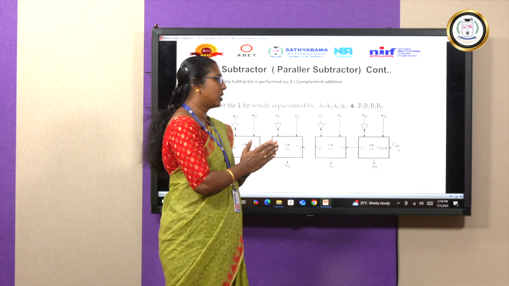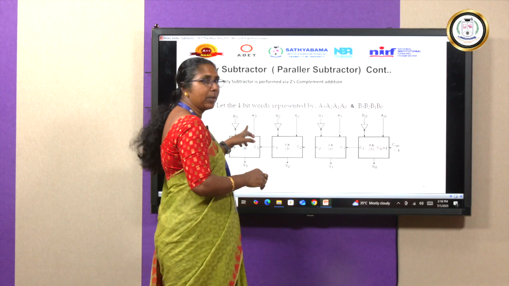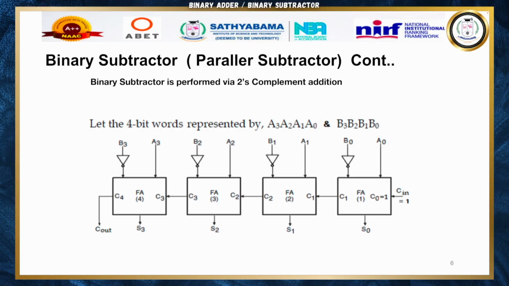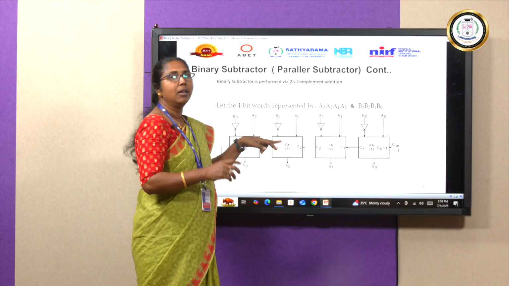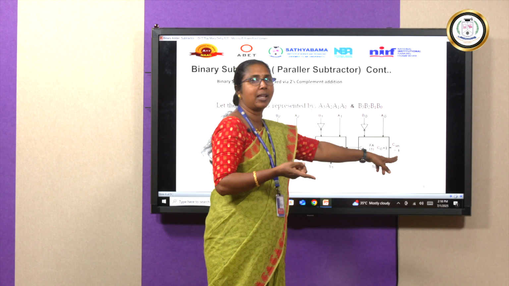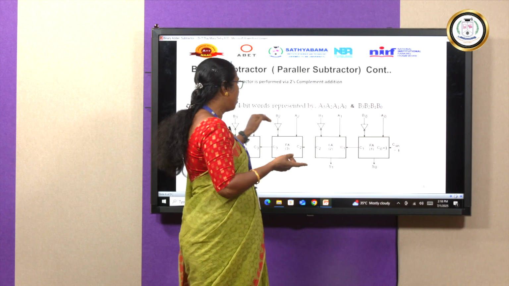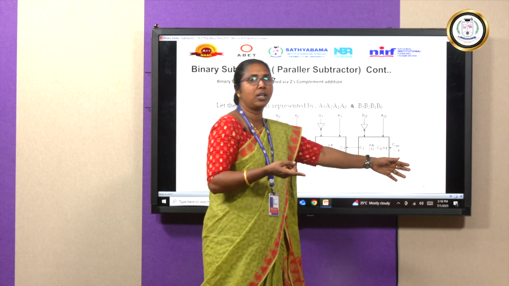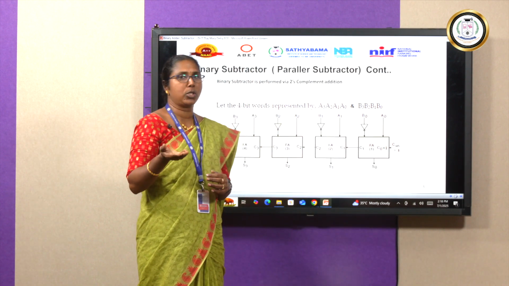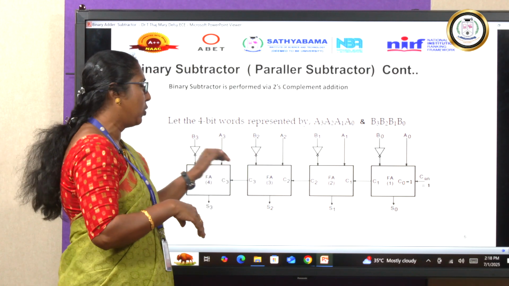That 1's complement is taken by inverting every bit. So B0 becomes B0 bar, B1 becomes B1 bar, B2 becomes B2 bar, and B3 becomes B3 bar. Along with that, we have to add 1. That 1 I am making with the initial carry equal to 1. So automatically this B0, B1, B2, B3 along with this initial carry is going to produce the 2's complement. So this number is added with the first number A0, A1, A2, A3.